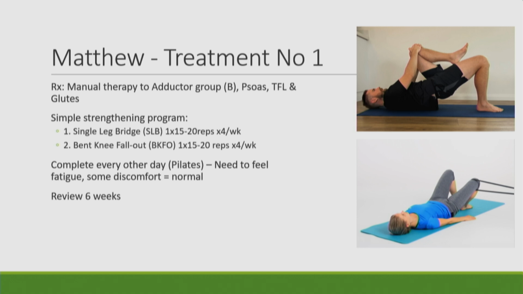So a bent knee fallout is basically, again, lying supine with the knees at 90 degrees, hips at about 45, with a band around the knee that's anchored laterally. So doing an adduction, with his knee being brought into the midline against the resistance, and then going back out again with the resistance. So that targets the adductor brevis muscle very specifically.